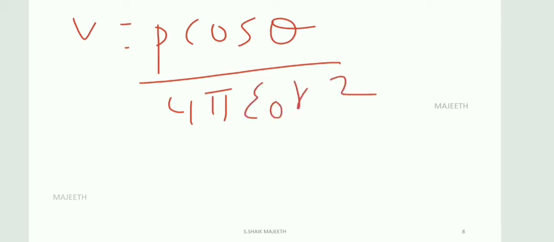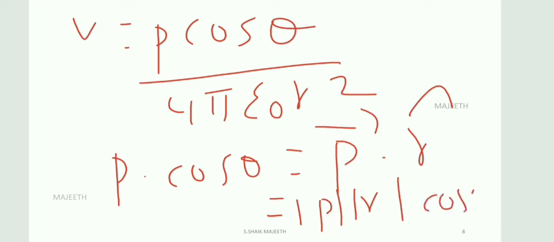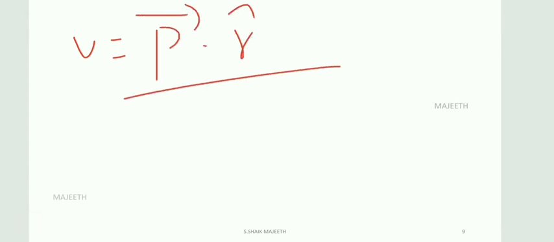Right? So I can write P cos theta in terms of P vector dot r cap. Why? P dot r is equal to A dot B is equal to mod A mod B cos theta. Mod P is P only. Mod of unit vector r is 1 only. So instead of P cos theta, I can write P dot r cap. So V is equal to P dot r cap divided by 4 pi epsilon naught r square.